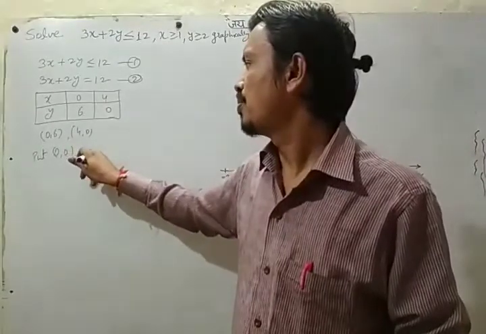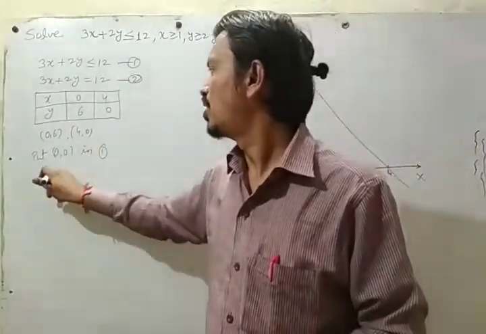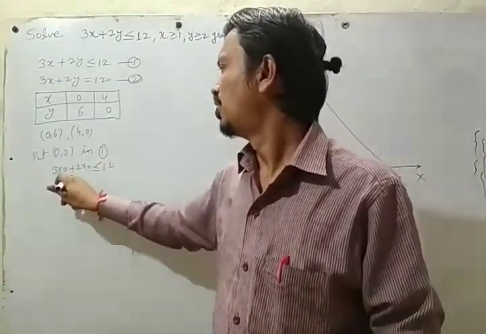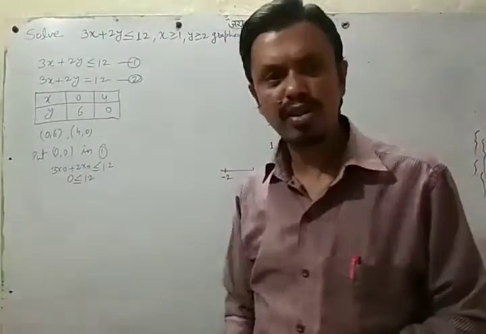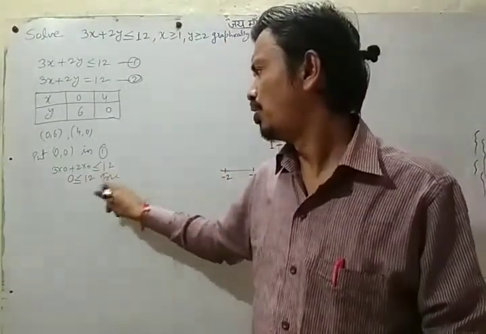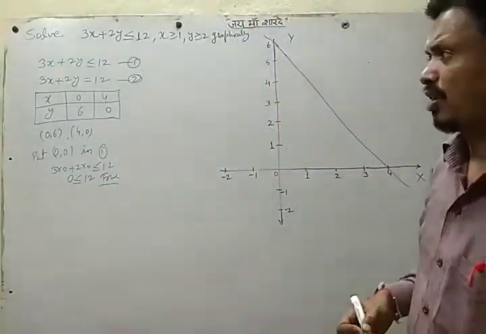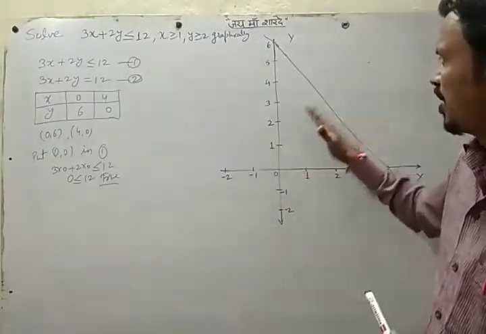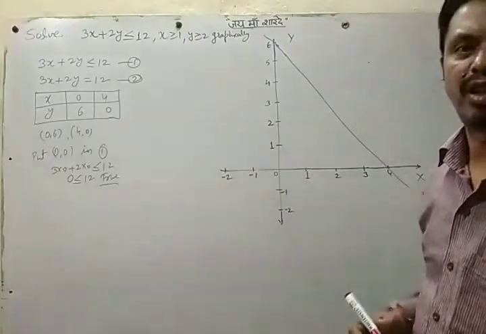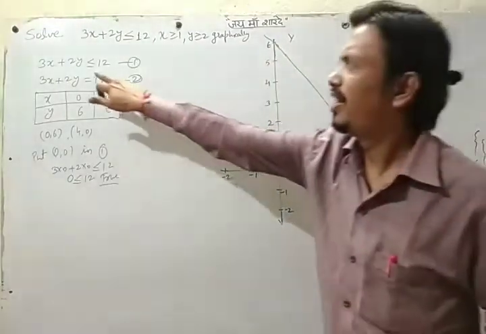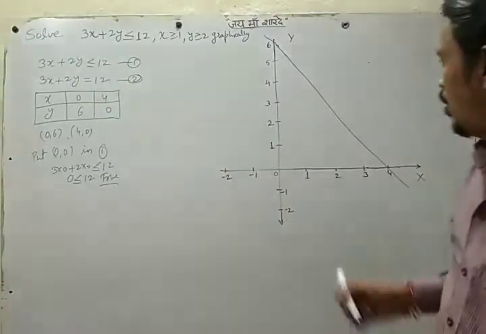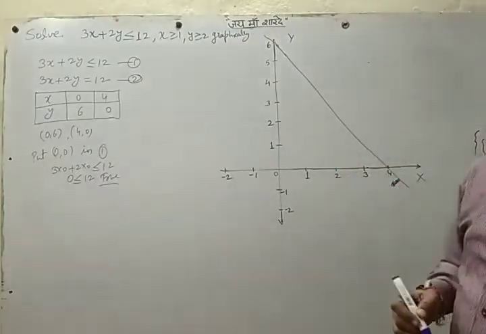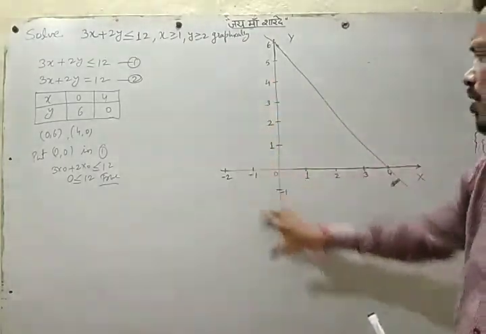Putting (0, 0) in inequation 1, we get 3 into 0 plus 2 into 0 is less than or equal to 12, that is 0 is less than 12. Is this true or false? It is true. So the half plane which contains (0, 0), meaning the side below this line, will be the solution of inequation 1, including this line, because this is a slack inequality and equal to is there. So we mark this side as our solution region.